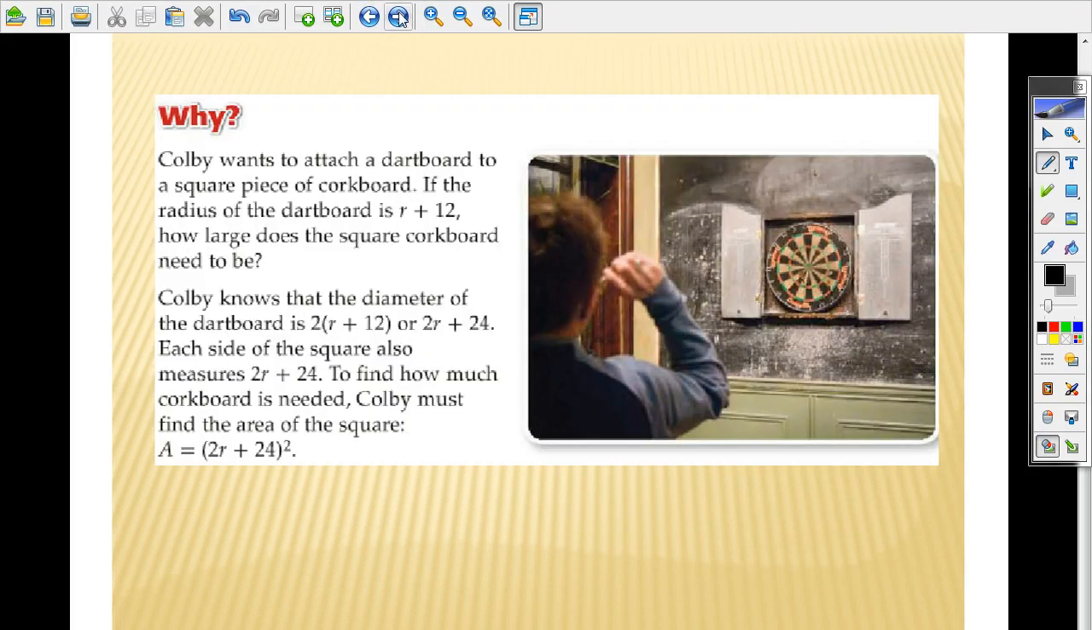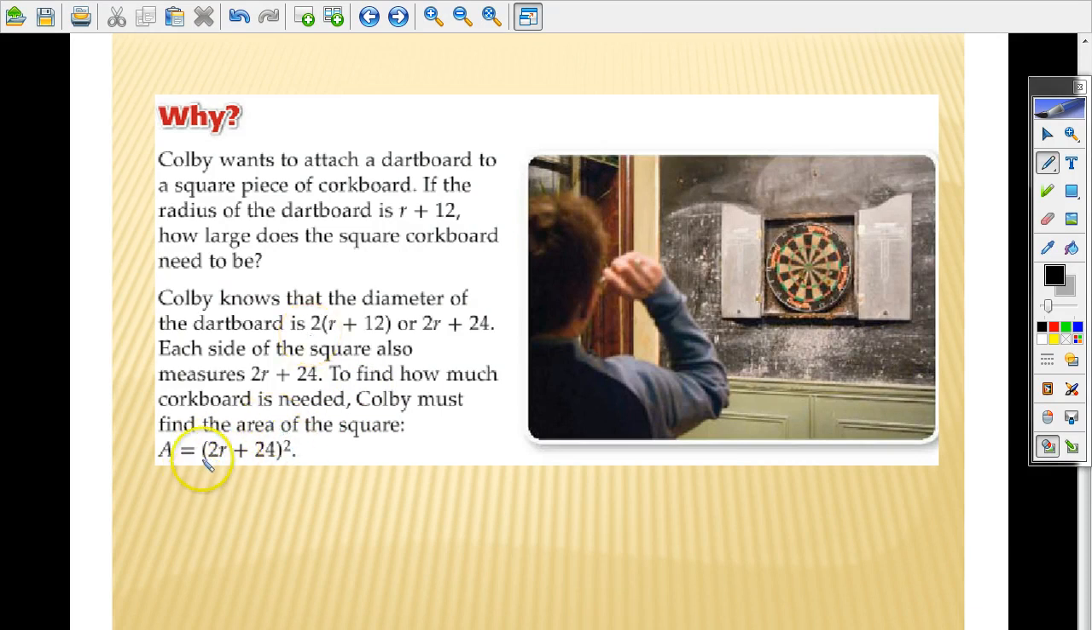Okay, so when do we use this? Colby wants to attach a dartboard to a square piece of corkboard. If the radius of the corkboard is r plus 12, how large does the square corkboard need to be? Colby knows that the diameter of the dartboard is 2 times r plus 12, or 2r plus 24. Each side of the square also measures 2r plus 24, because each side of a square is the same length. To find how much corkboard is needed, Colby must find the area of the square, 2r plus 24 squared.